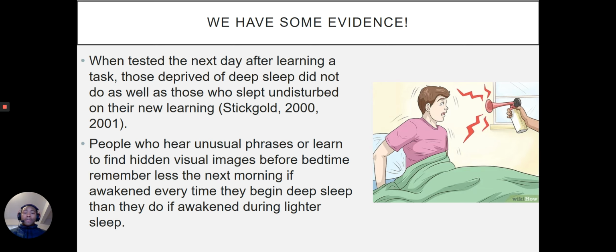We also have studies that show that people who hear unusual phrases or learn to find hidden visual images before bedtime remember less the next morning if they're awakened during deep sleep than if they're awakened during light sleep. So we know that dreams are happening in that deep sleep, that REM stage. And this research is showing us that when you can actually complete that full stage, you can remember more, you can recall more, and that shows a lot about your ability to get things into your memory through dreaming.